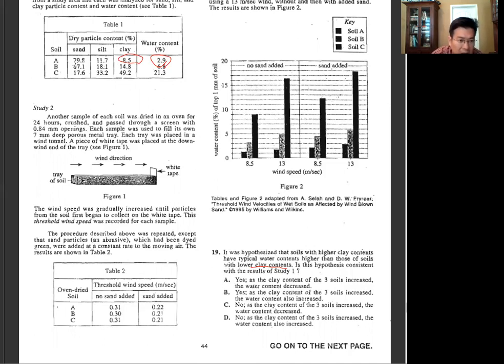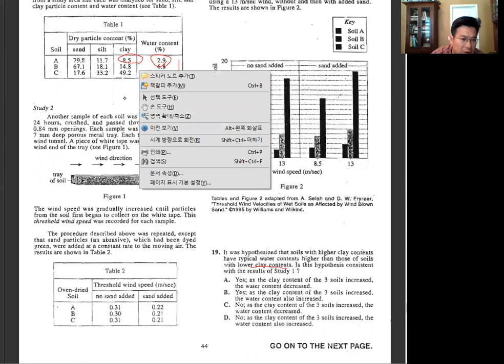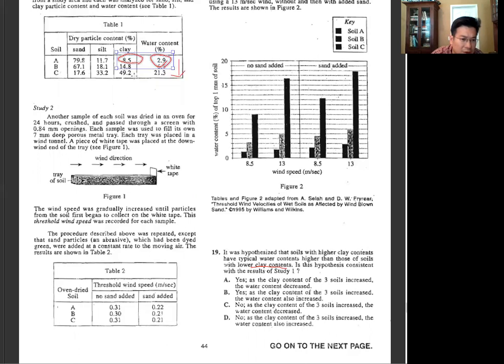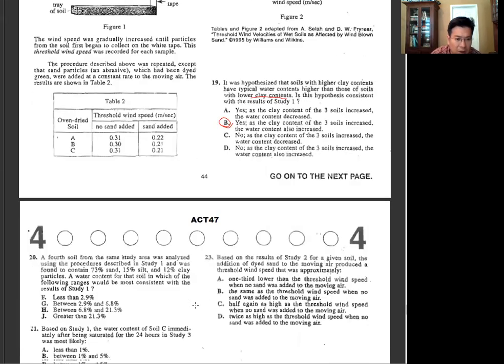And then sand, silt, clay. Clay is a little bit lower, but still, as clay content in soil increases, the water content also increases. I think that increases here, and this also increases this way too, I guess. So it has to be B.